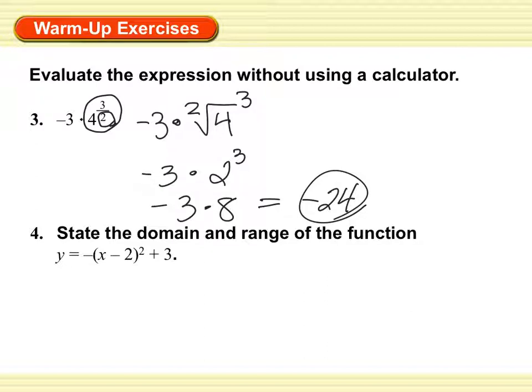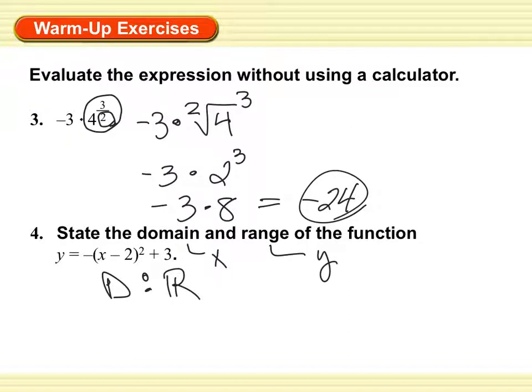Number 4, state the domain and range of the function. Remember, we could graph this and figure that out. Because if we look at the graph, the domain is our x values and the range are our y values. The domain is our input and the range is our output. So on this particular one, I'm not taking the square root of anything, so the domain, which is our x value, would in fact be all real numbers.